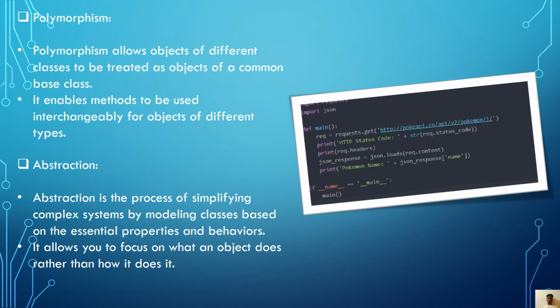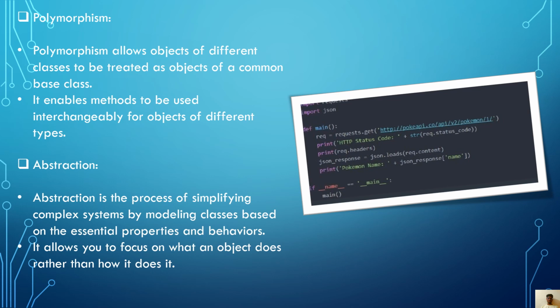Polymorphism. Polymorphism allows objects of different classes to be treated as objects of a common base class. It enables methods to be used interchangeably by objects of different types.